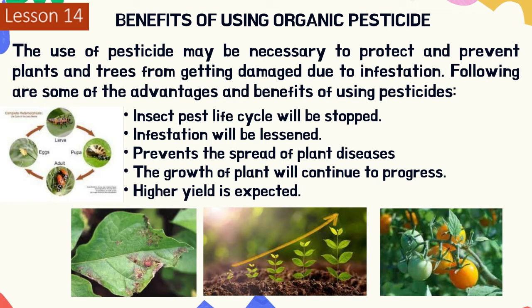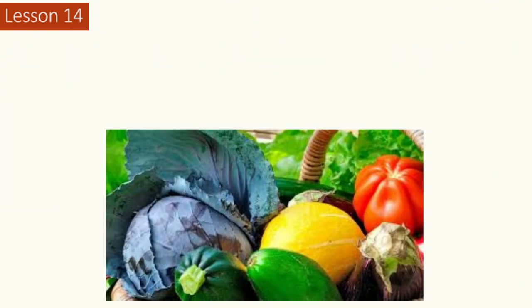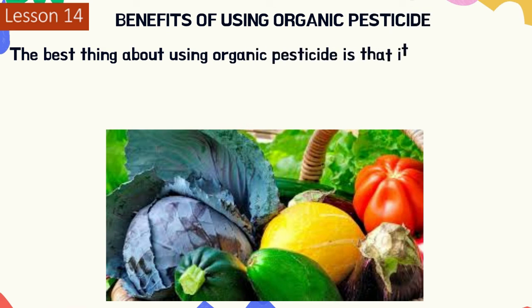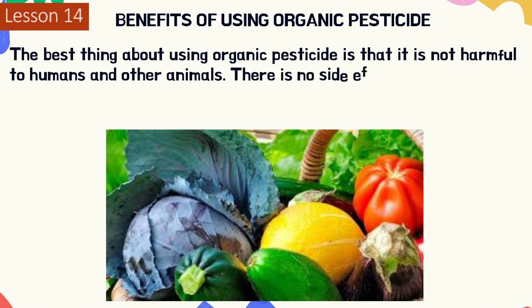Next, prevents the spread of plant diseases. Next, the growth of plant will continue to progress and higher yield or production is expected. The best thing about using organic pesticide is that it is not harmful to humans and other animals. There is no side effect to health.